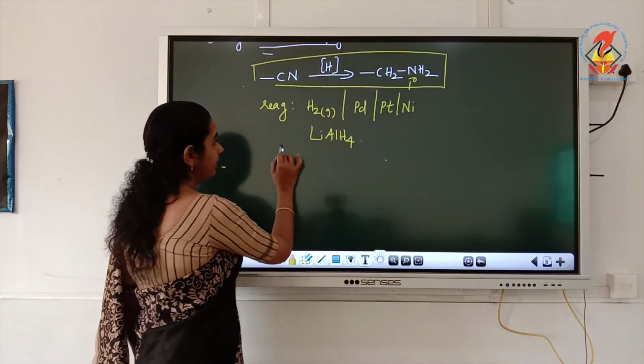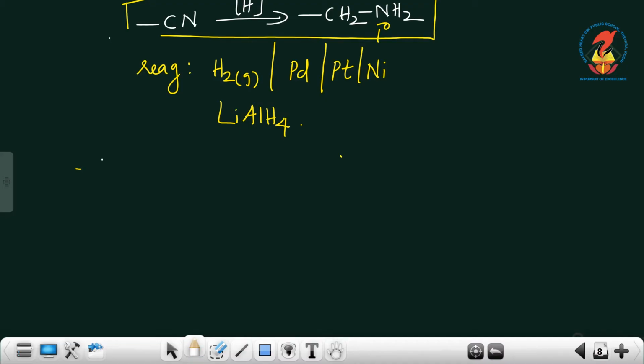For example, CH3CN. How we can do the naming of this compound? What is the name of this compound? CH3CN. Since it is a carbon containing functional group, we have to count that carbon also. So 2 carbon containing nitrile, it will be ethane nitrile.